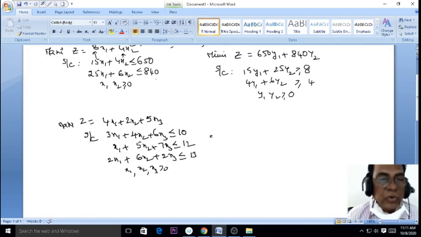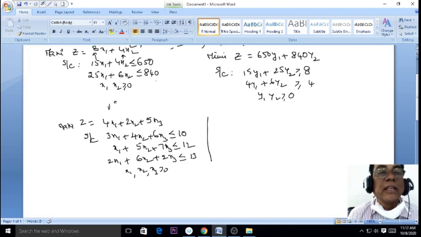Now use the dual method. Before applying the methodology, first you convert the primal to the dual. If the question is given as maximization, the opposite is minimization. So this is the primal. This point is called the primal. First you write it like this.